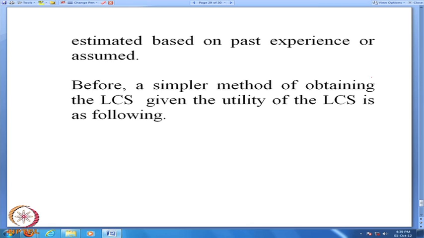Before a simpler method of obtaining LCS is given, let us examine what is the utility of this life cycle savings. Suppose we have got the method to calculate the total net savings over a period of 20 years, assuming that the life of the solar energy system is 20 years. I have taken care of a possible scenario for the fuel prices, a possible scenario for the depreciation, a possible scenario for the degradation in the performance, etc., and obtained the life cycle savings.